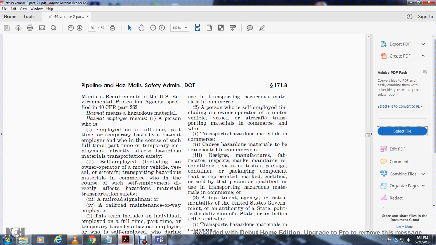Four, uses a person, including a self-employed person and an owner-operator of a motor vehicle, vessel, aircraft, or transportation vehicle, in commerce for the transportation of hazardous material. Commerce covers hazardous material to be transported, including designing, manufacturing, fabricating, inspecting, marking, maintaining, reconditioning, repairing, and testing of packages and components that are represented, marked, certified, and sold as qualified for transportation of hazardous material in commerce.